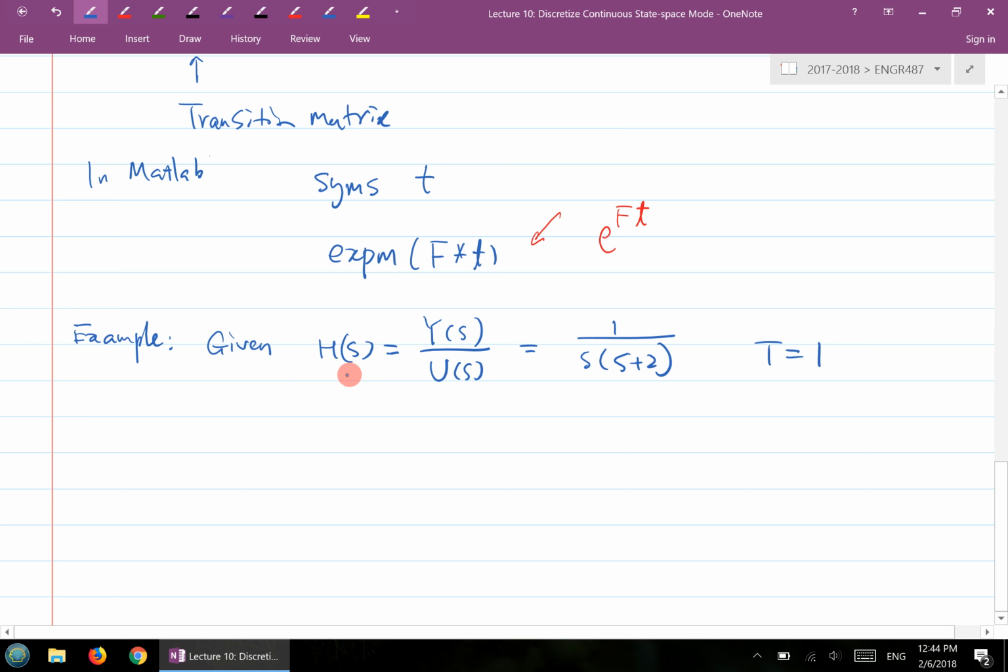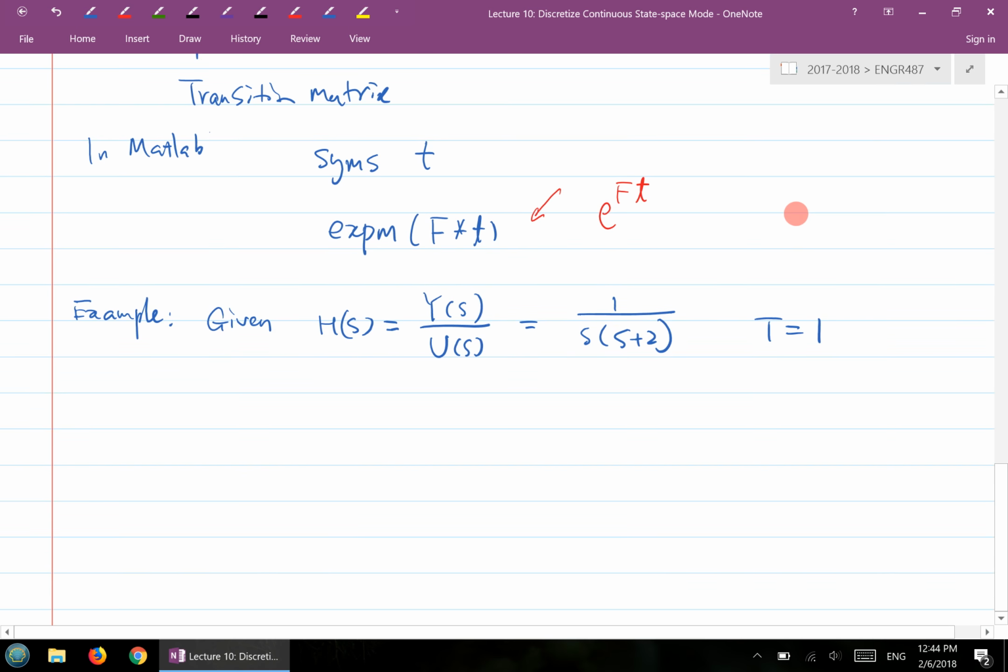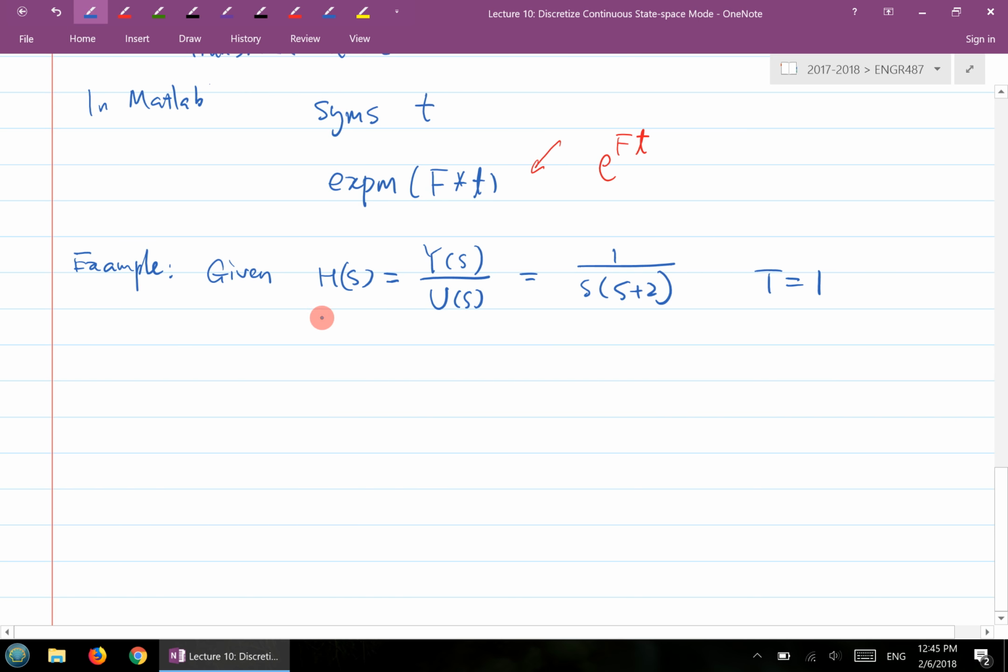For this problem, what we need to do is first derive the continuous state space model. In the previous derivation, I assumed I already had the continuous state space model, but here I'm going to derive it. First, from the transfer function, write down the differential equation, not the difference equation. Here is your input, and here's your output.